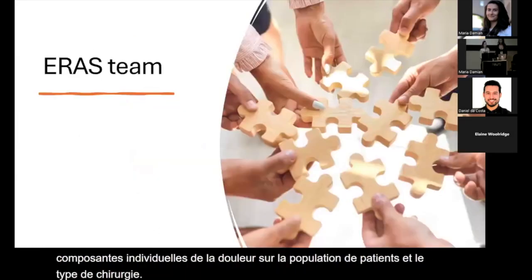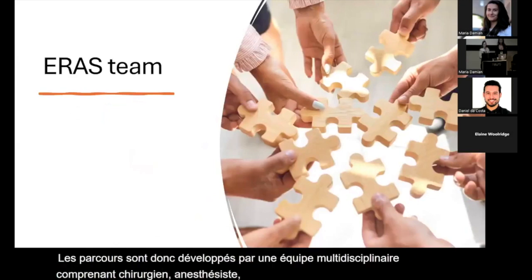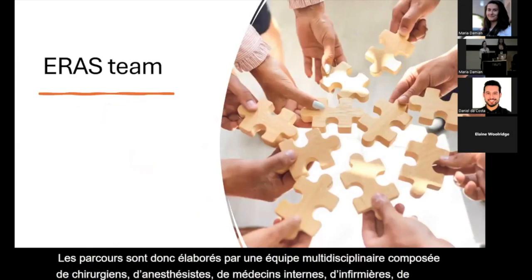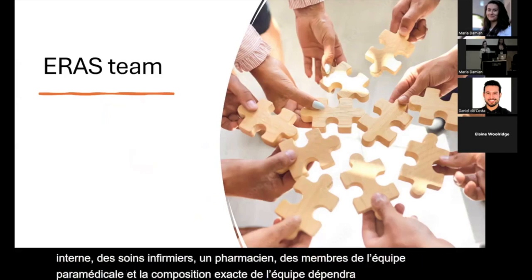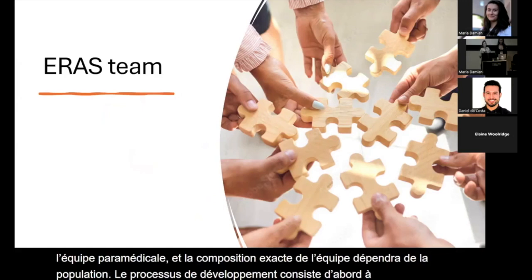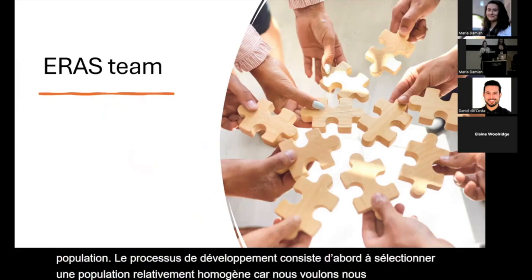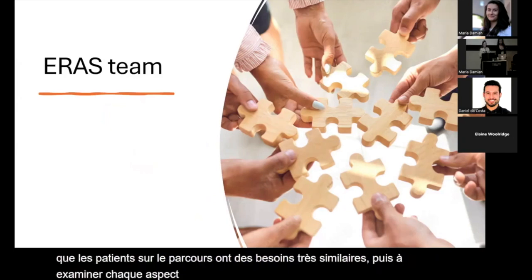So pathways are developed by a multidisciplinary team, including surgeon, anesthesiologist, internal medicine, nursing, pharmacy, members of the allied health team, and the exact composition of the team will depend on the population. The development process involves first selecting a relatively homogeneous population because we want to make sure that the patients on the pathway do have very similar needs, and then looking at every single aspect of the patient's care that they've received before, during, and after the surgery.